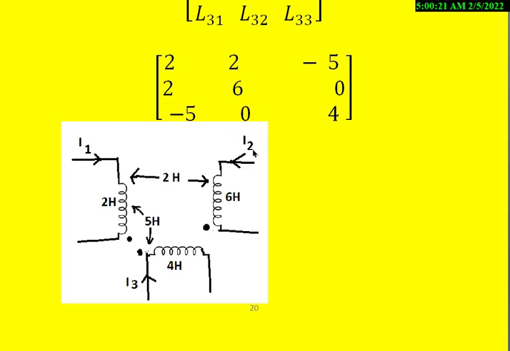Then L32: there is no mutual inductance between coil 3 and coil 2, so it is 0. Then L33 is the self inductance, 4 henries.